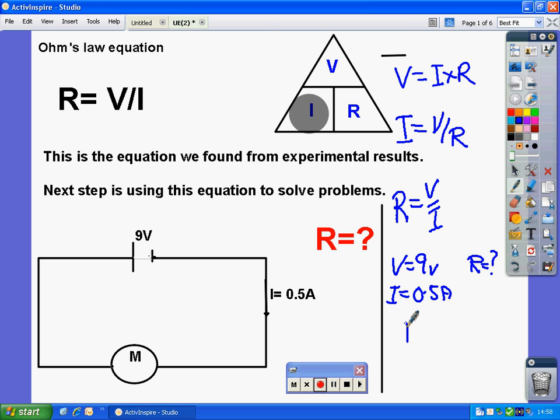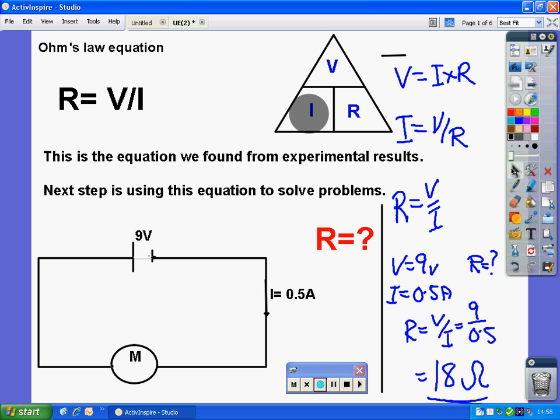The form you want is R equals V divided by I. These values, 9 divided by 0.5, the answer equals 18, and the unit for resistance is ohms. The answer is 18 ohms.